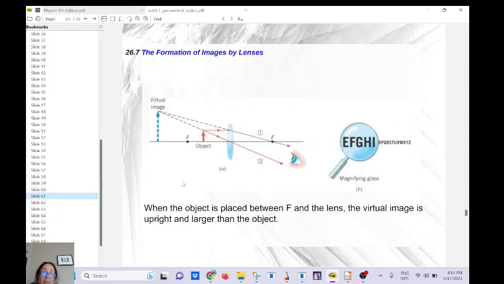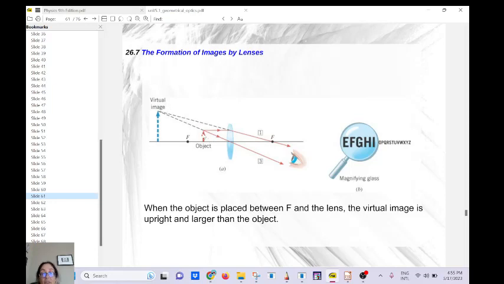So here again is the magnifying glass. You use the converging lens as a magnifying glass. You have the object inside the focal distance, so the distance here is smaller than the focal distance. And you see that the rays do not reach the image. They seem to come from that image, but they don't reach it, and you cannot display that image on the screen. So this is called a virtual image.